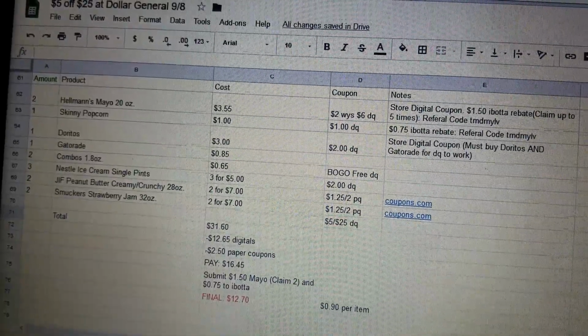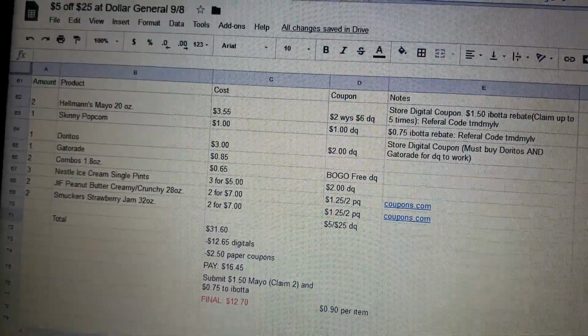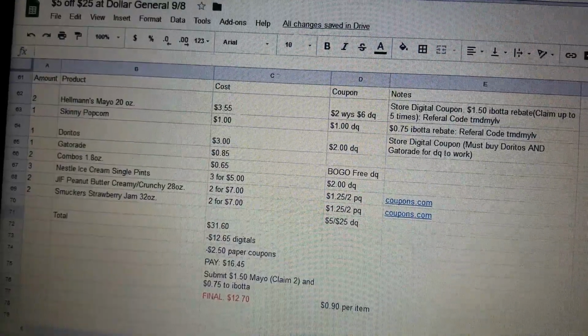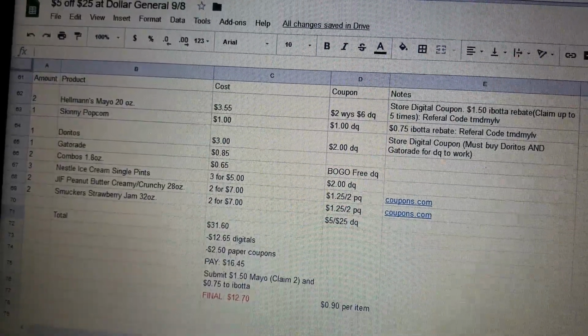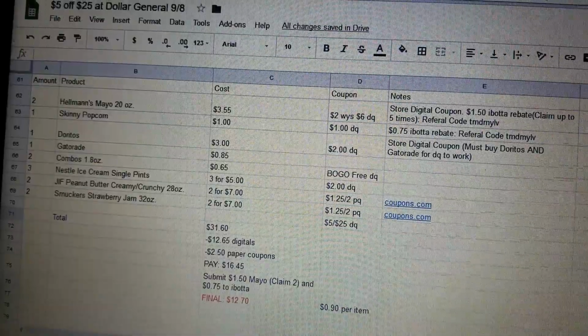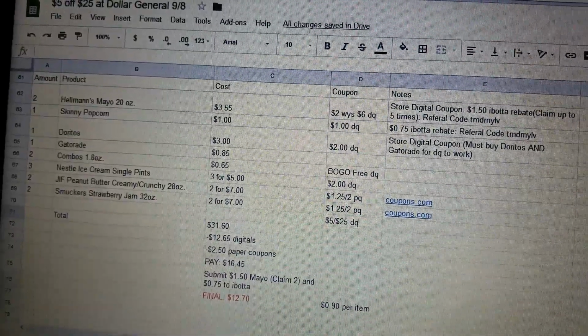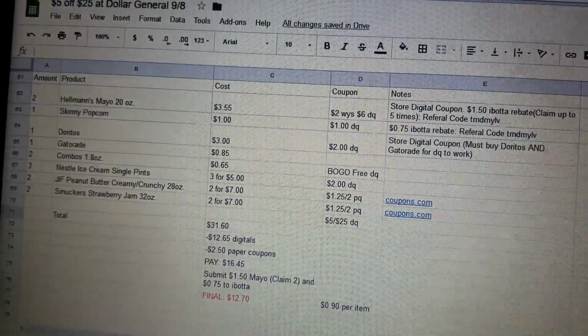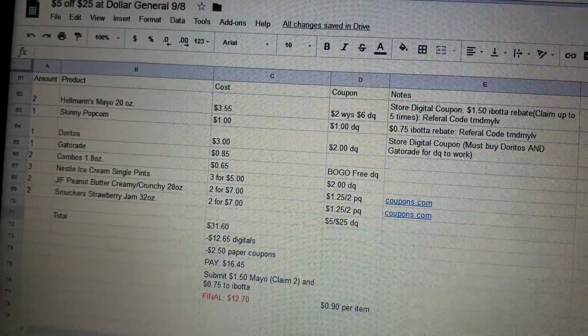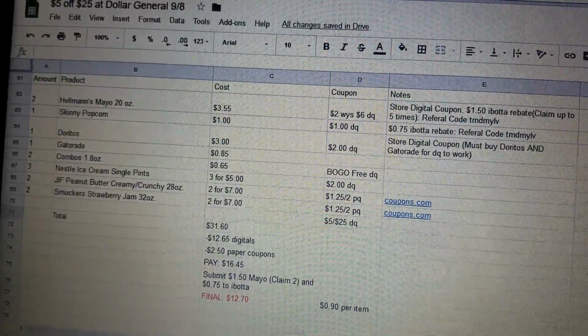Then you submit that receipt to Ibotta. You're going to claim two of the mayonnaise, so that's $1.50 times two. So then that's $3, and then your 75 cents for the skinny popcorn. So that's $3.75. And then your final subtotal is $12.70, and that's 90 cents per item.